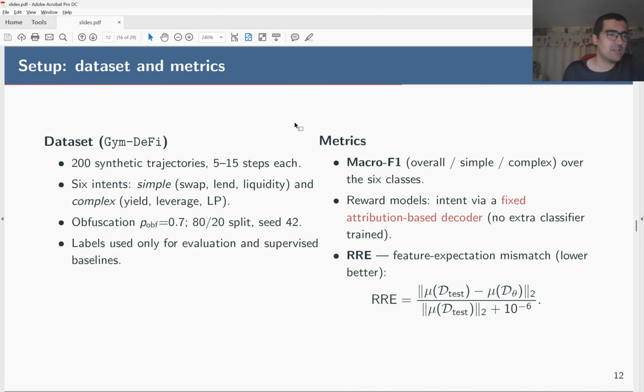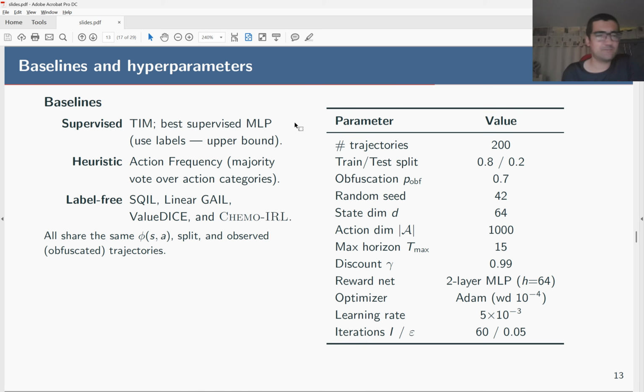Here are the methods we compare and the exact settings. We compare 3 families. Two supervised methods, TEAM and a tuned supervised MLP, get the true labels, so they serve as an upper bound. One heuristic, action frequency, which just majority votes over observed action categories. And the label-free reward learning methods: Sequential, linear GAIL, value DICE, and our Chemo-IRL. Every method shares the same feature map, the same split, and the same obfuscated trajectories, so it's a fair comparison.